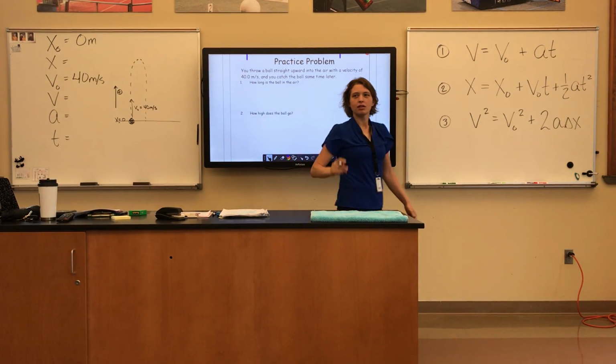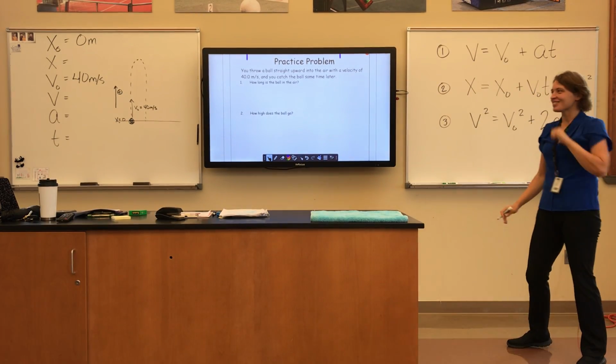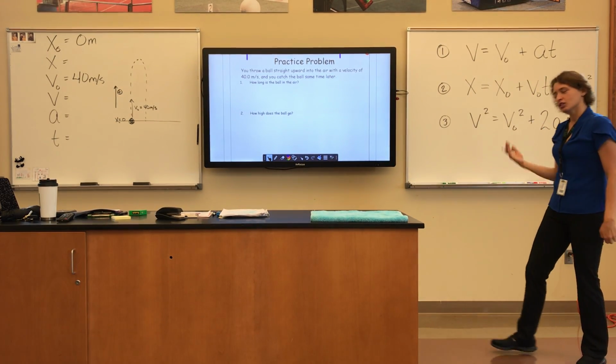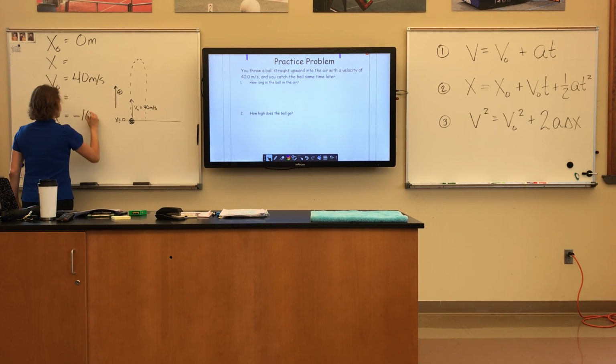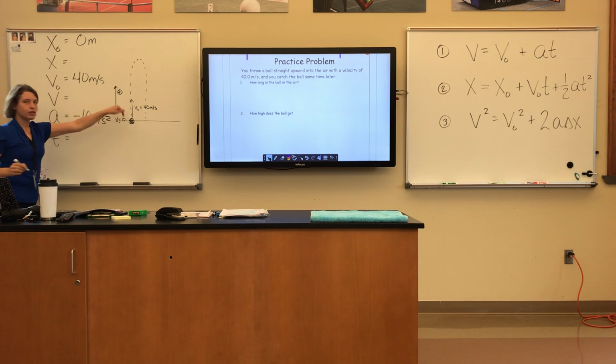And what else do I know? What do we got, Reed? I know the acceleration of this object, because there's gravity. Just gravity. So my acceleration is -10. -10, because it's down. Gravity always pulls things downward.